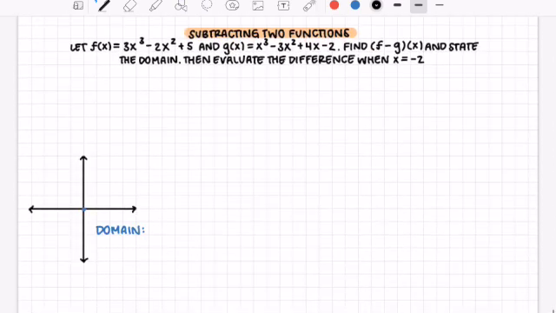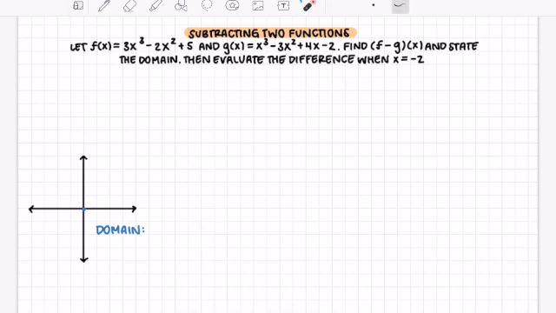Okay, let's try out the next one. Next one is subtracting two functions. We have here f of x equaling 3x to the power 3 minus 2x plus 5, and we also have here g of x, x to the power 3 minus 3x squared plus 4x minus 2, and we're supposed to find f minus g of x, and then afterwards state the domain, then also evaluate when we have x equaling negative 2.